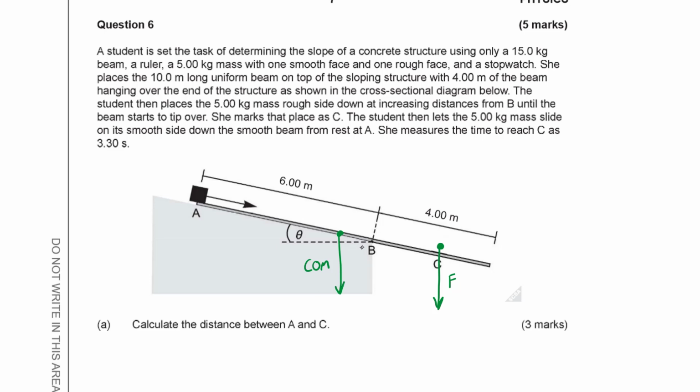So what it wants you to figure out is the distance between A and C here. I'm going to select B as my pivot point, and I'm just going to solve it knowing that this angle here is going to be the same as this angle here. So let's get to it.